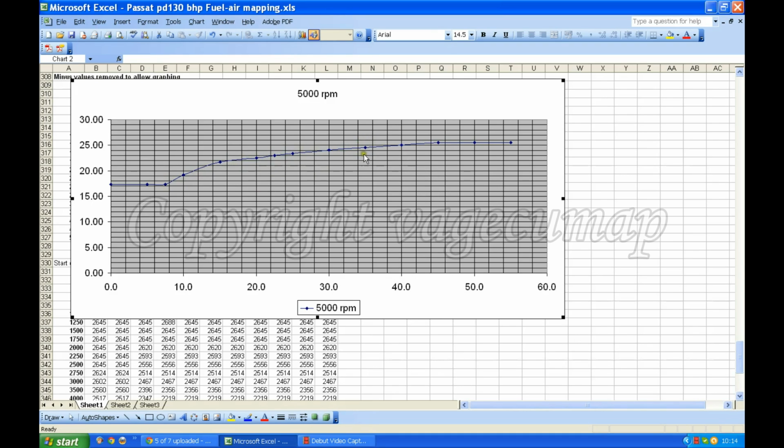Now there are two reasons for that. Obviously, if we have a longer duration, start of injection will increase because it needs to occur a little bit earlier.